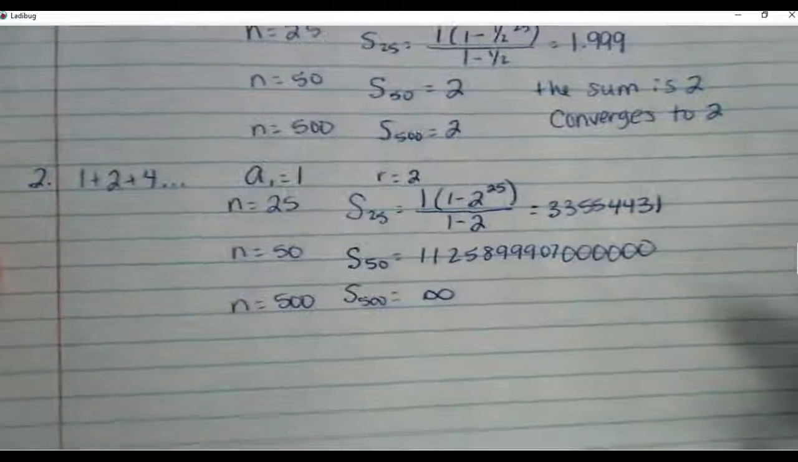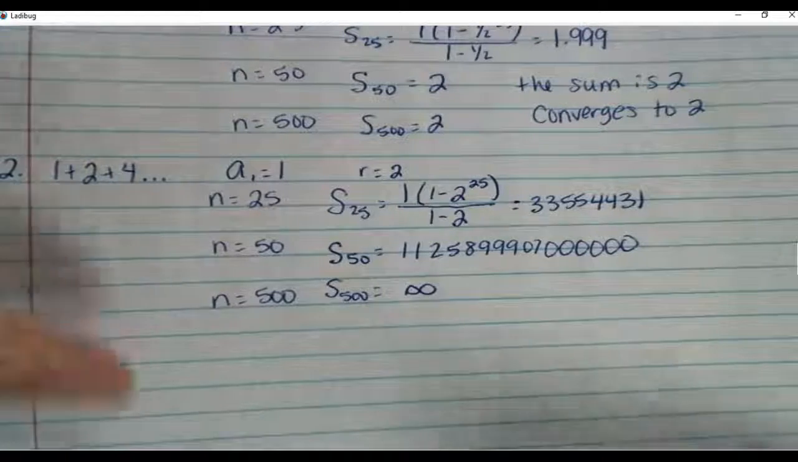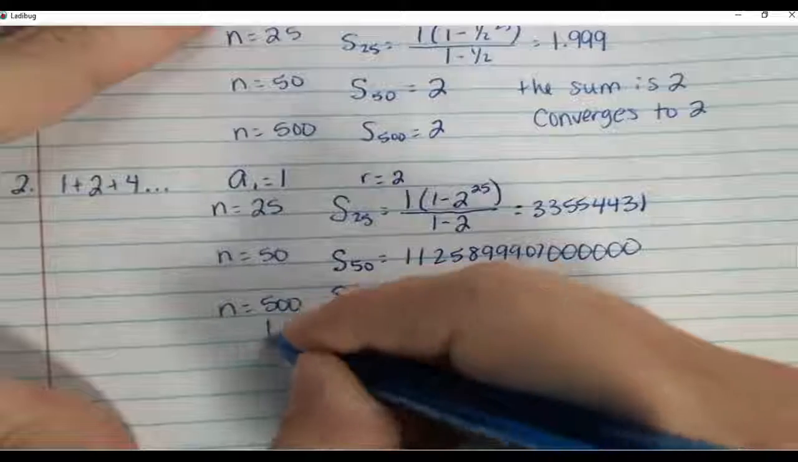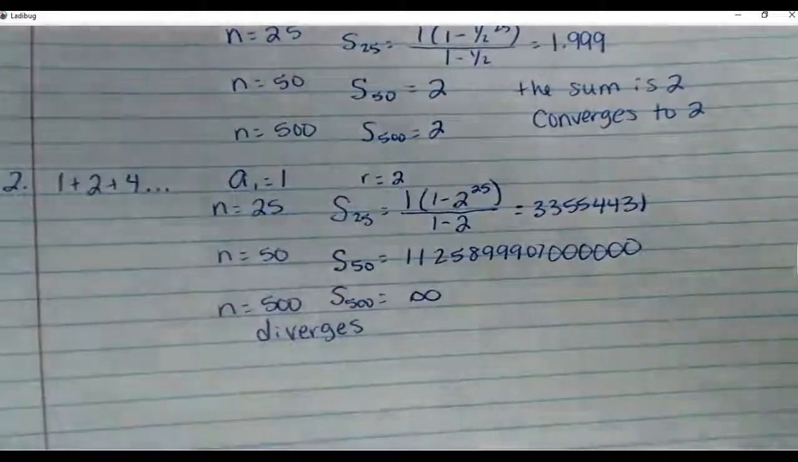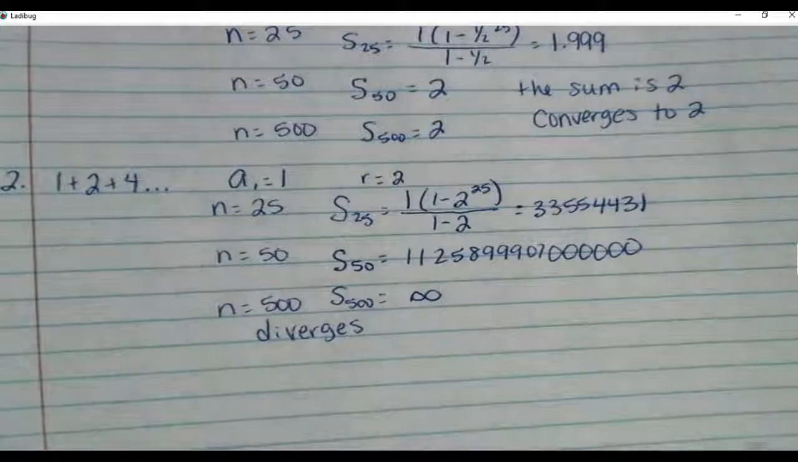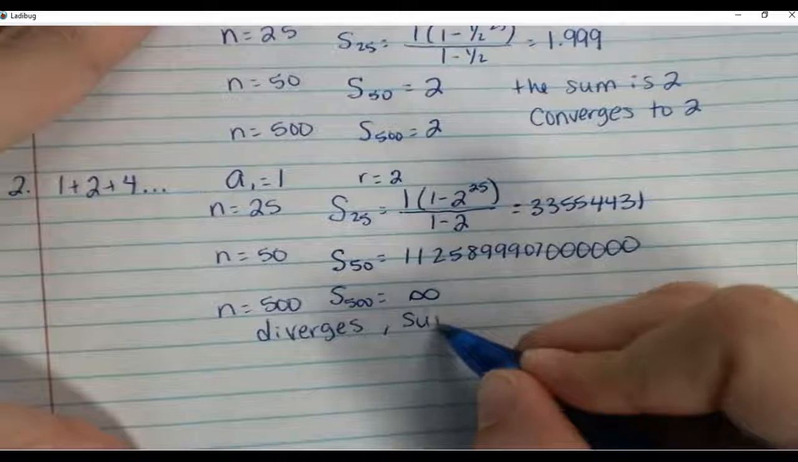Okay. Now, we can never reach infinity. Our answer can't be infinity. So in this one, we would say that it diverges. Okay. So it's getting big and big and big. It's never stopping. It's just going forever. And so the sum does not exist.